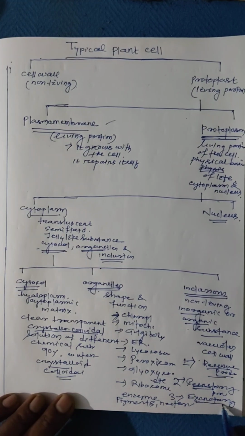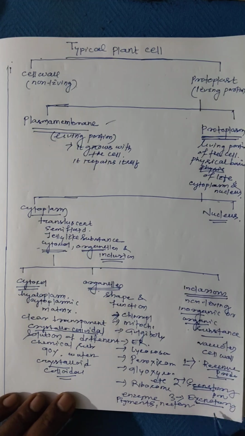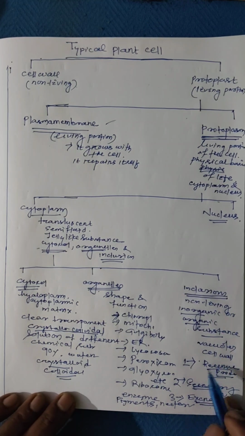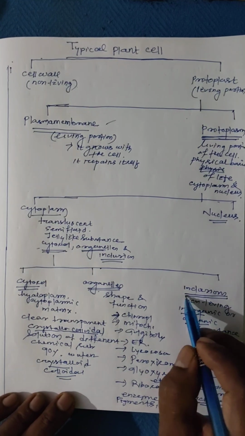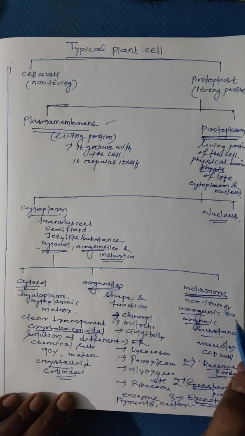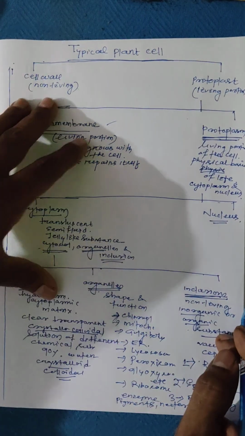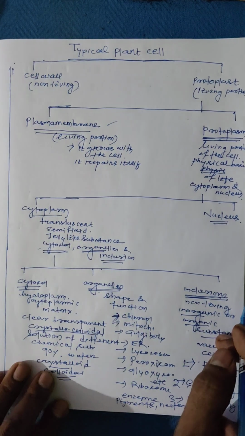And the excretory products include various alkaloids, tannins, resins, gums, etc. These are the excretory substances of the cells, and these reserve products, secretory products, and excretory products come under the cell inclusions. These are non-living substances. So these are the different portions of a typical plant cell.